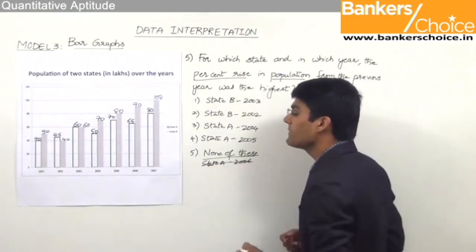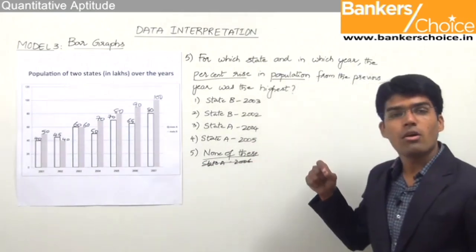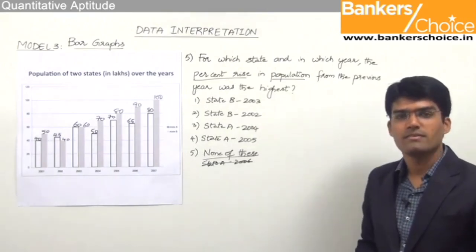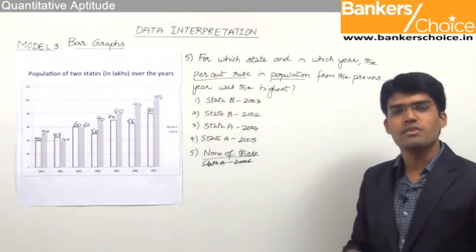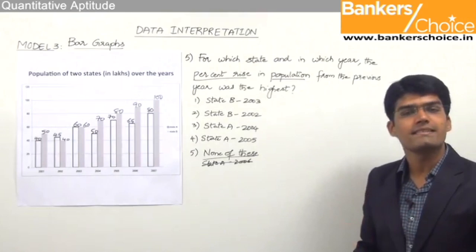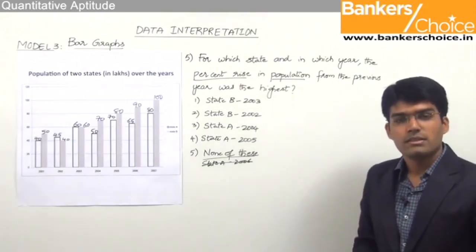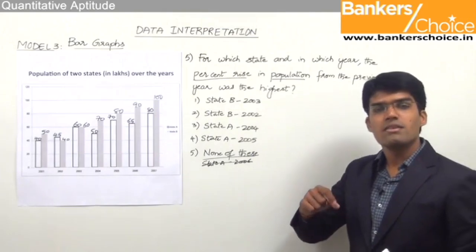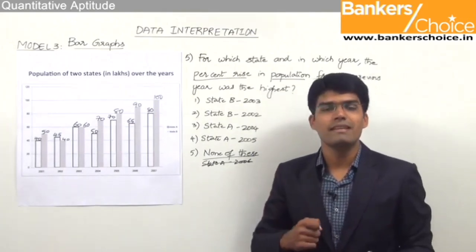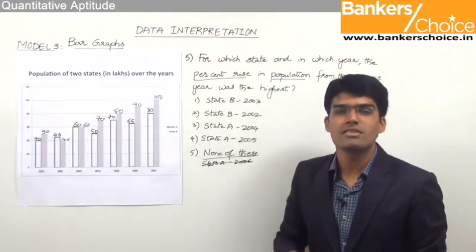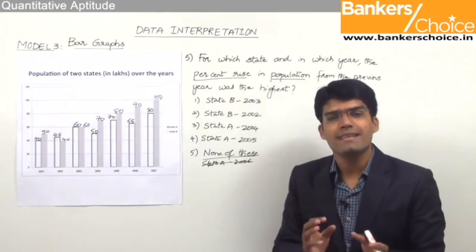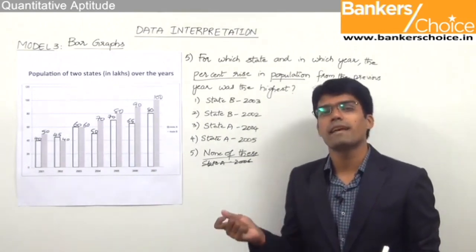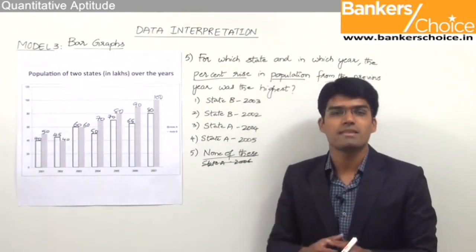But because the fifth option is none of this, we have to do it for all the states and all the years. So here, to mark the correct answer, we should find out the percentage rise for each state and in each year. Now that actually becomes a lengthy procedure. Why? Because percentage rise, as we know, is nothing but final minus initial by initial into 100, or difference by initial into 100. Now the calculation as such is simple, but because we have a lot of calculations, the procedure here becomes a lengthy one.